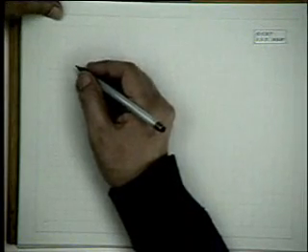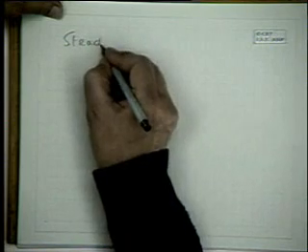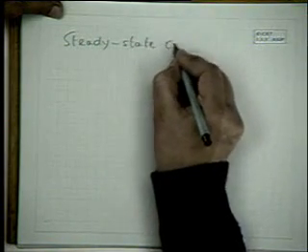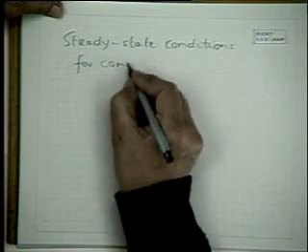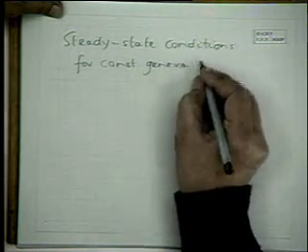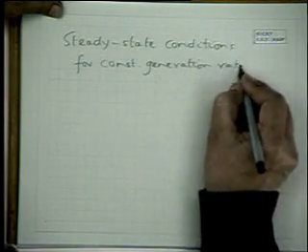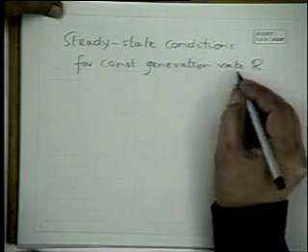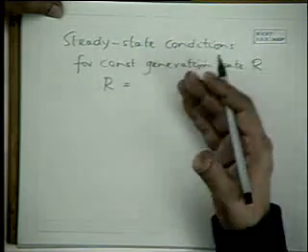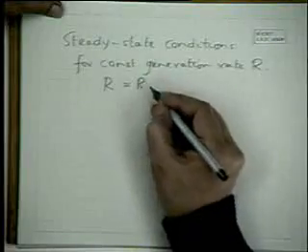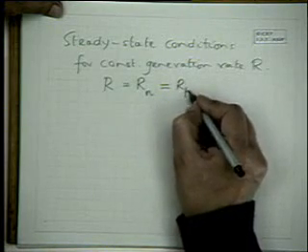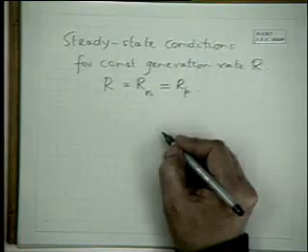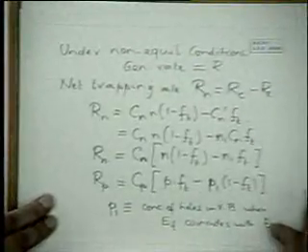Okay. Now, for a constant generation rate R under steady state conditions, we have R, and there can be no charge buildup. The semiconductor must remain neutral, so Rn must be equal to Rp, and so we equate the relations that we have already derived for Rn and Rp.